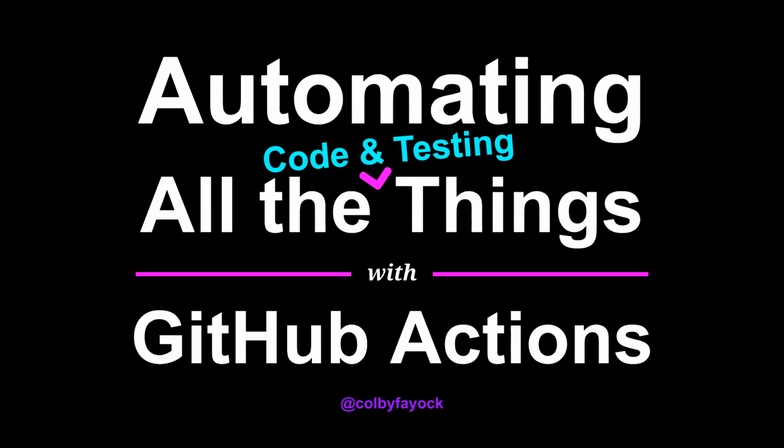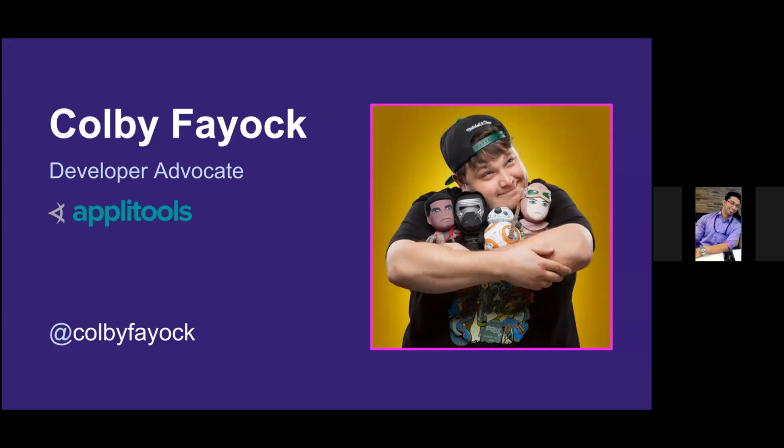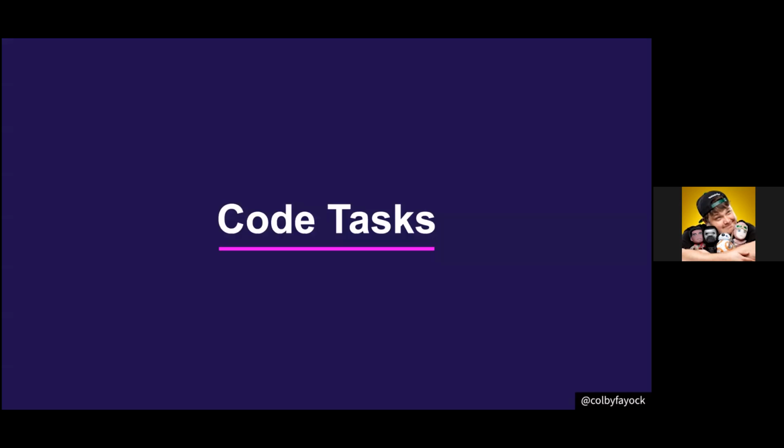Cool. Okay, so we're going to talk about how we can automate all of the things, specifically all the code and testing things with GitHub Actions. So who am I? After my good introduction there, I appreciate that, but I'm Colby Fayock. I'm the one hugging BB-8 and R2-D2 over there. I work with the developer community as a developer advocate with Applitools. You can find me pretty much anywhere on the web by just Googling my name, as I'm the only one in the world. So we're going to just jump right into it.